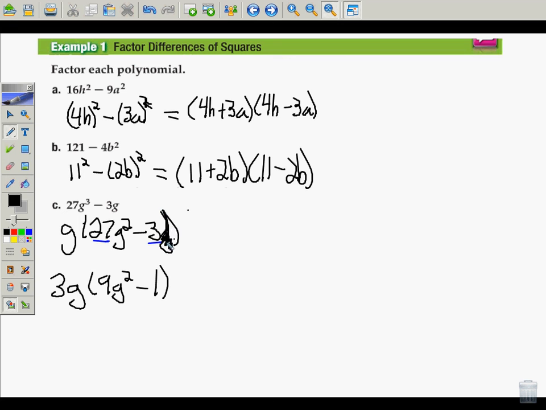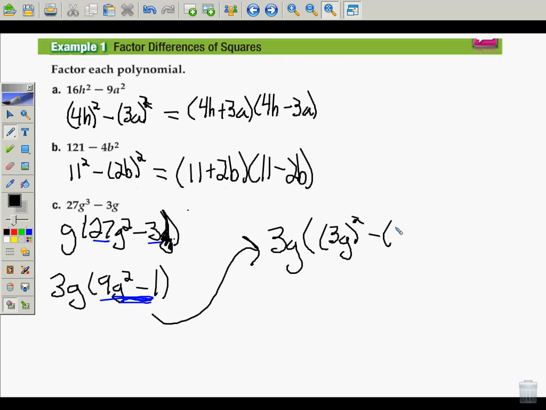Then if you look inside these parentheses, and I'm just going to bring my work up over here, I'd have 3g times 9g squared, which could be rewritten as 3g all raised to the second power, minus 1, which could obviously be rewritten as 1 raised to the second power. And now notice, just like in these first two examples, I have something squared minus something else squared. So I get 3g times the quantity of 3g plus 1 times 3g minus 1. Hopefully not too confusing.